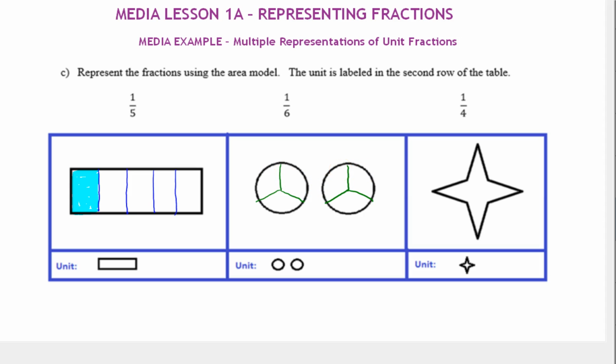We can shade any one. I typically shade something on the left. I don't know why. So for here, I'm going to shade this one. Again, it doesn't matter which piece you shade as long as it's 1 out of the 6.